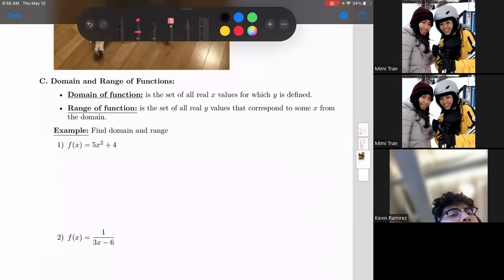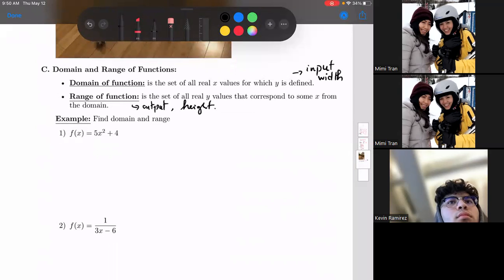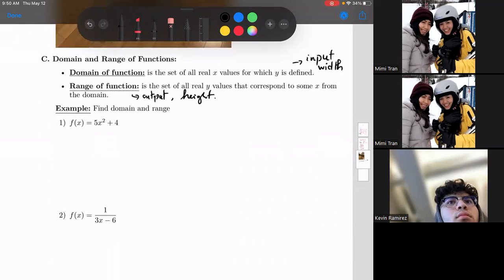If I were you, I would think of x as my input, or the width in geometric terms. If I graph it on a Cartesian coordinate plane, I think of x as the width. I want you to think of the range as your output, which in a geometric sense is the height. So for example, I have f of x equals 5x squared plus 4. I want you to find the domain and range. If I were you, I would graph it first.